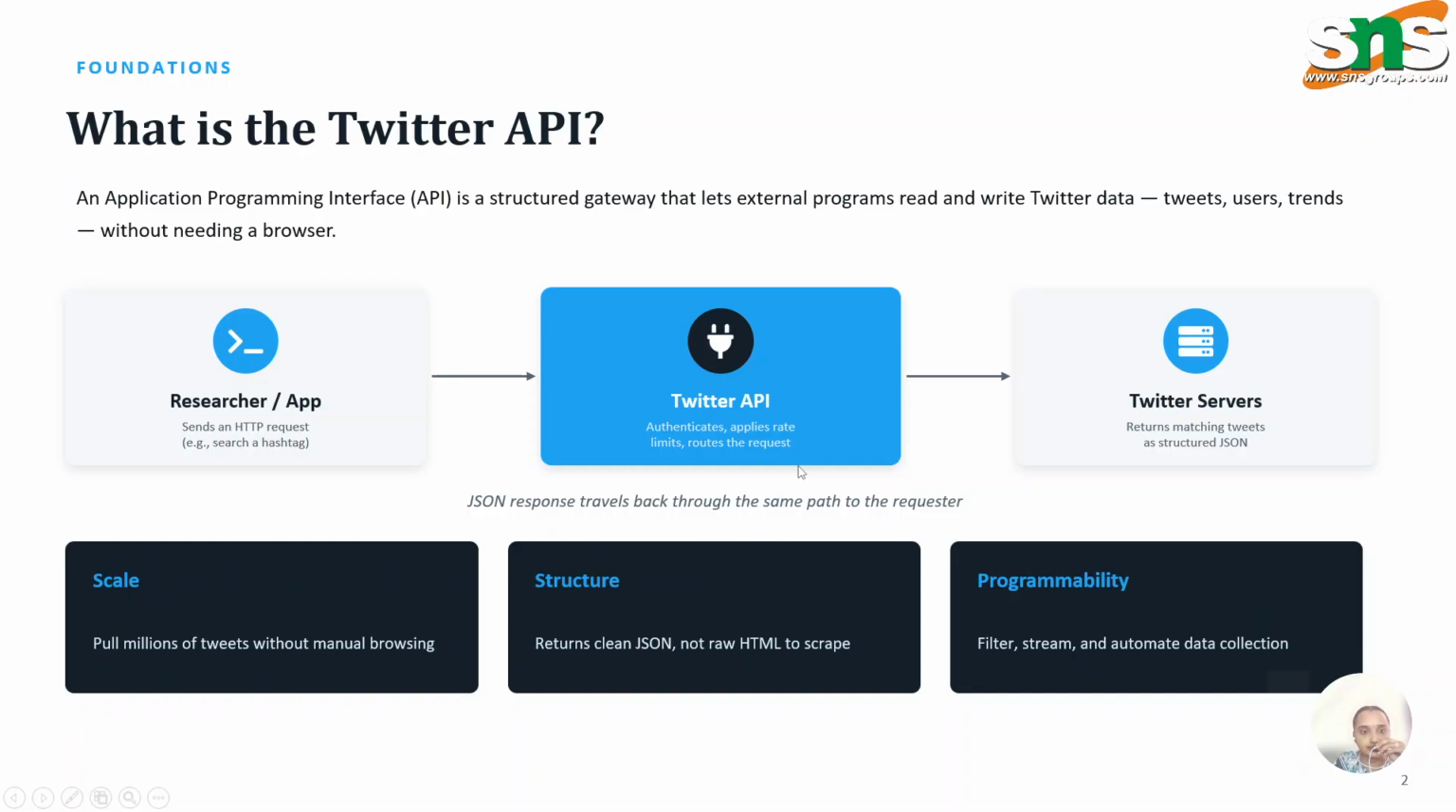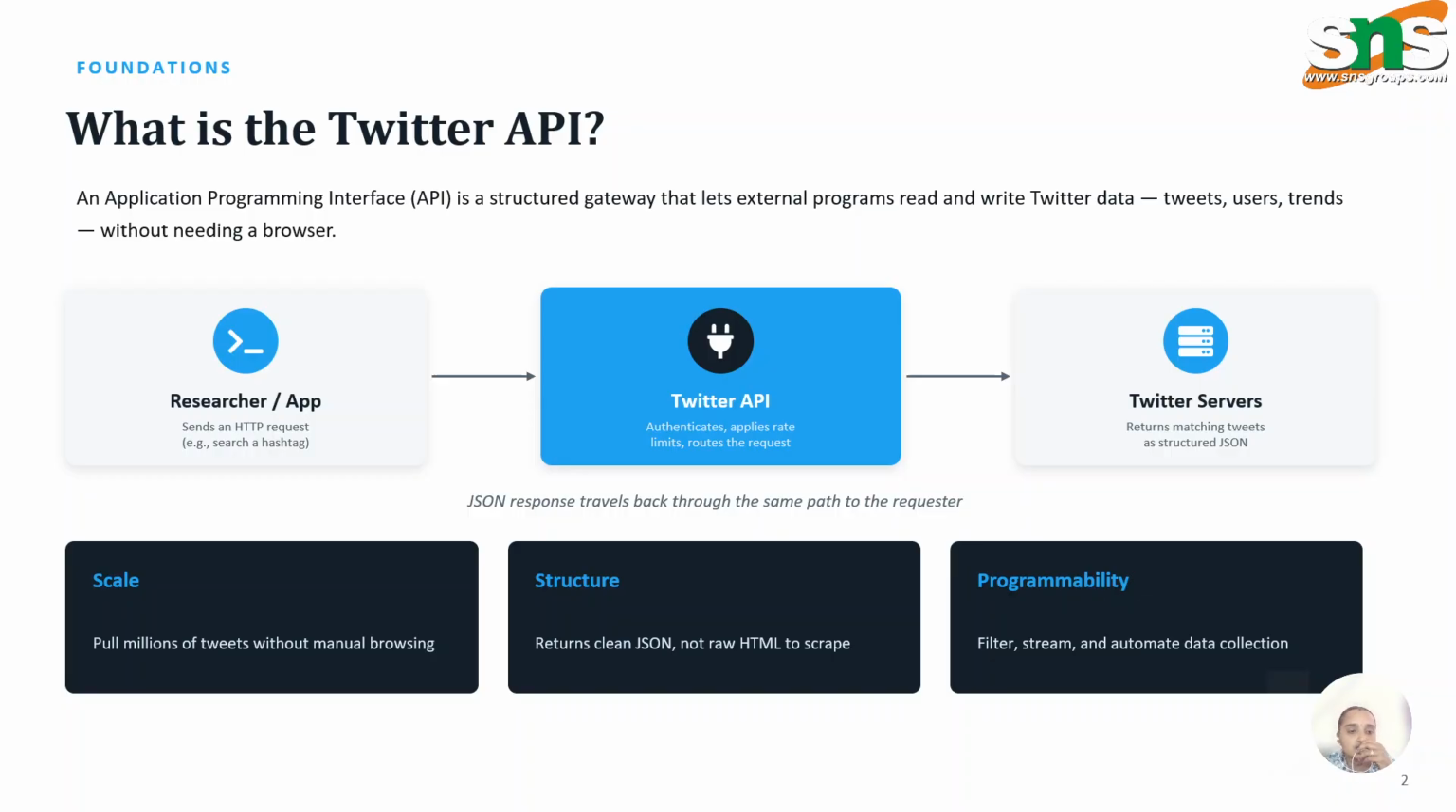Next one, what is the Twitter API? An application programming interface, that is called API, means application programming interface. So it is a structured gateway that lets external programs read and write the Twitter data, so tweets, users, trends, without needing the browser.